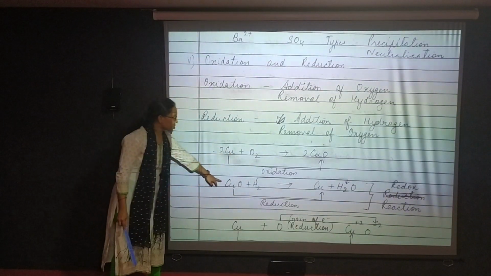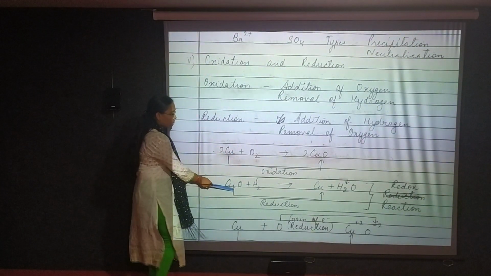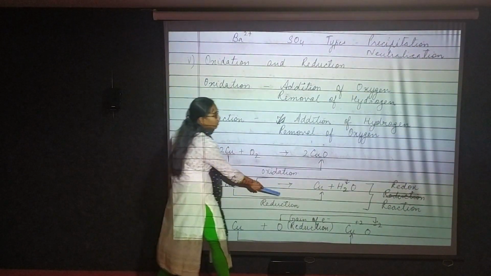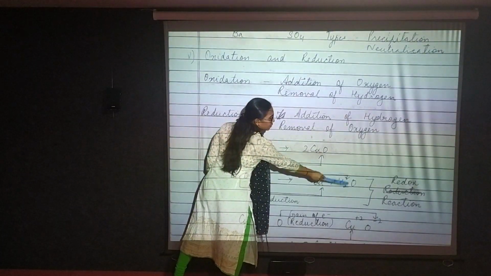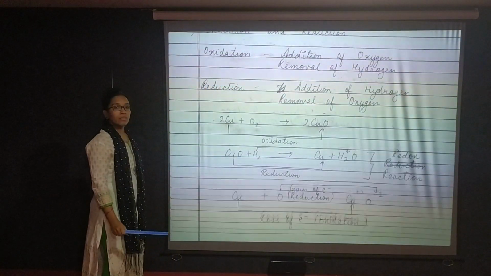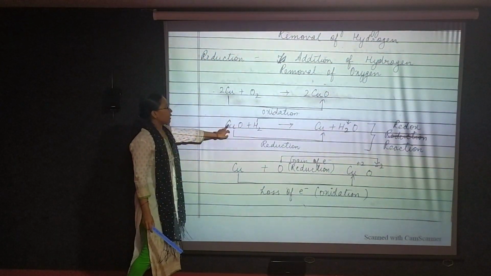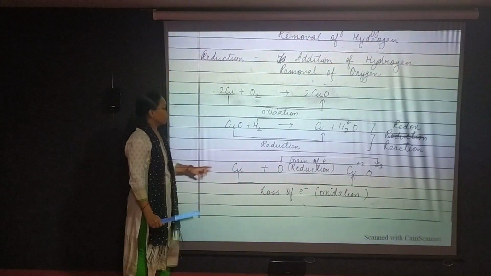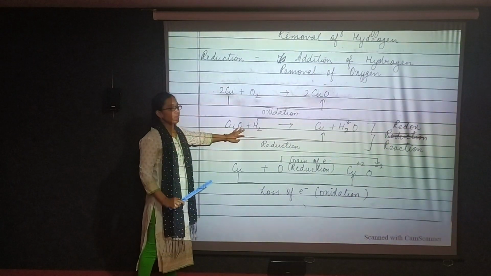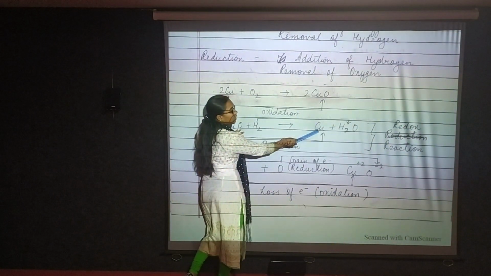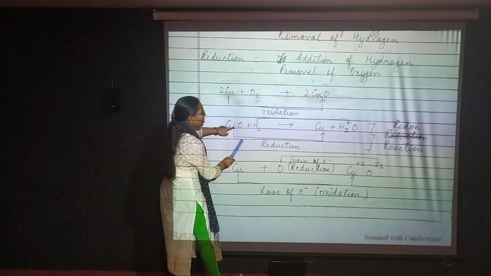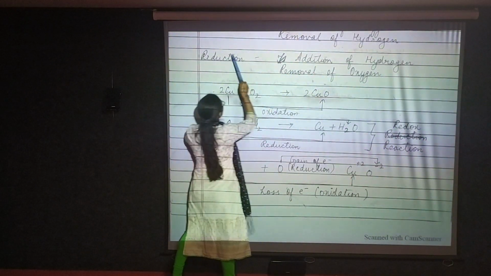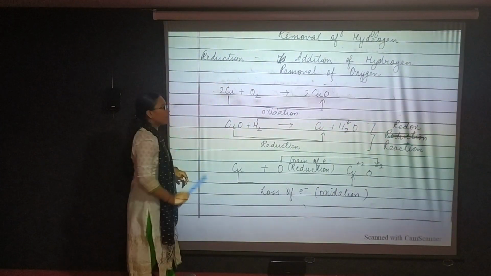Next example, CuO, copper oxide, in presence of hydrogen, it reacts with hydrogen and forms Cu plus H2O. Now again in this reaction, it is CuO. In the product side you have seen that it is Cu. Oxygen is removed from CuO and in the product side you are getting only Cu. So oxygen is removed. Removal of oxygen means it is reduction reaction.